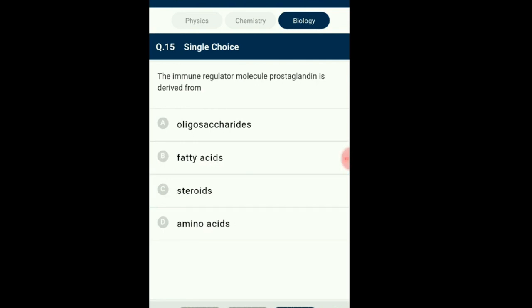Question number 15. The regulator molecule prostaglandin is derived from. Prostaglandins are a type of lipids that are produced at the site of injury or tissue damage. These help in controlling inflammation, blood flow, and even the formation of blood clots. They are synthesized from arachidonic acid, which is a 20 carbon fatty acid, by the enzyme prostaglandin synthetase. So the answer is option B, fatty acids.